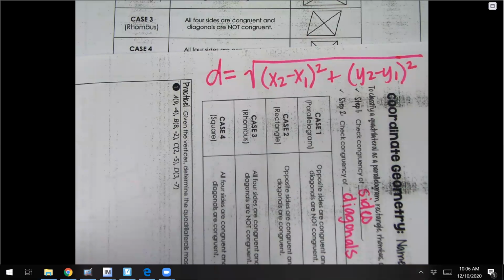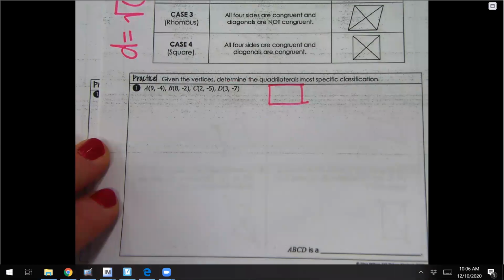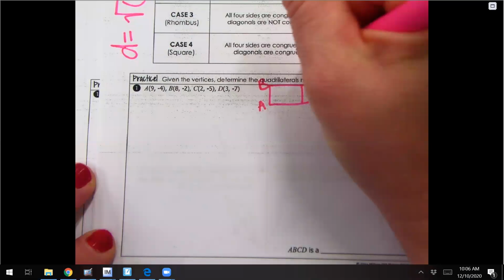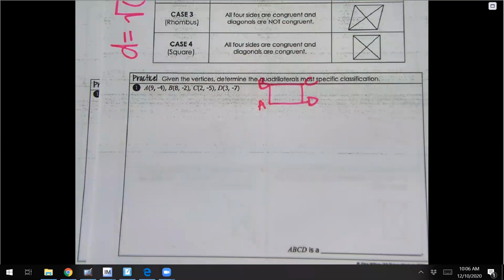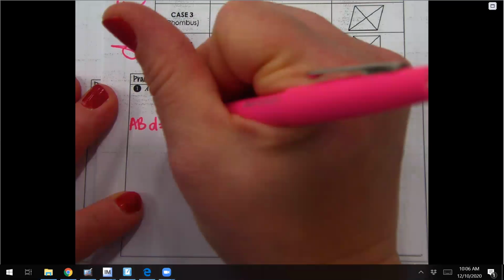It's going to be some type of quadrilateral. So I'm going to draw it as if it was a rectangle, even though it may not be. Then you say A, B, C, D. So then you have a little idea of who you're comparing, even if it's a square or a parallelogram. This would kind of give you an idea. Okay, so I'm going to start with side AB. We have to do the distance formula.